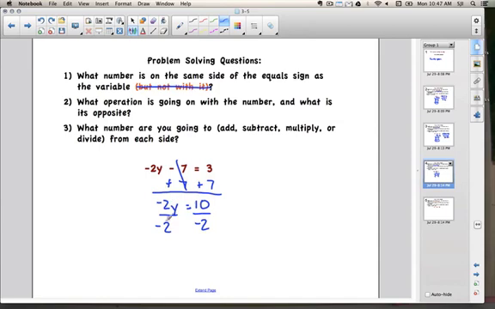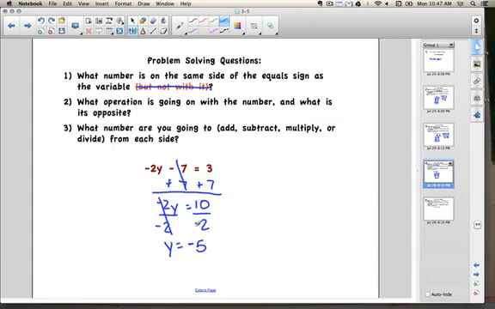Remember, whatever you do to one side, you're going to do to the other. These two cancel out, so you're just left with y equals 10 divided by negative 2. Since we're dividing and we have opposite signs, our answer is going to be negative, because we have a positive 10 here and a negative 2 here. And 10 divided by negative 2 is negative 5.